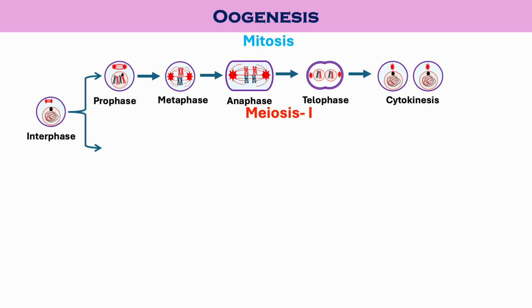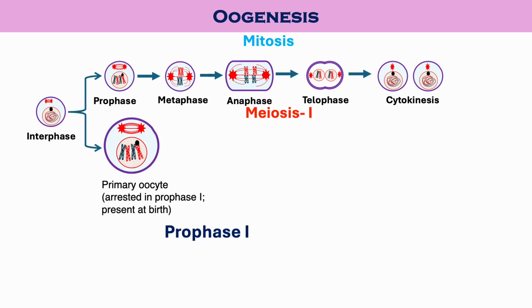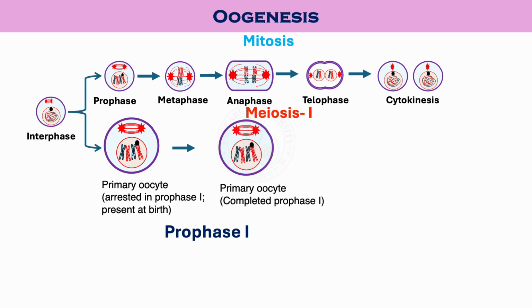Now enter into prophase. Prophase is the lengthy and complex phase of meiosis in human oogenesis. This phase begins during fetal development but is arrested until puberty. Prophase 1 starts before birth but remains in an arrested stage. During puberty, primary oocytes, which are diploid cells, resume meiosis and progress through prophase 1. Primary oocytes are in an arrested state before birth.